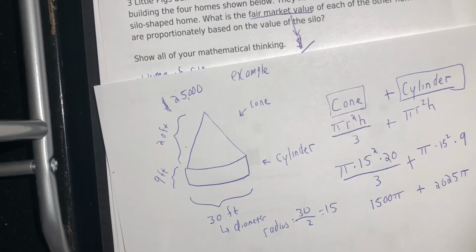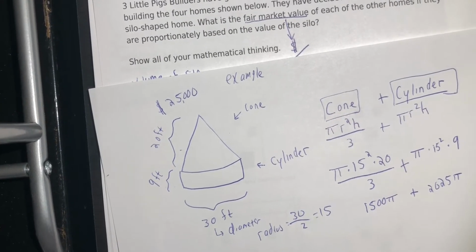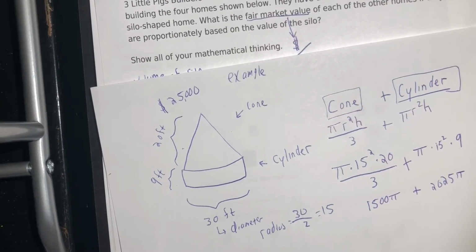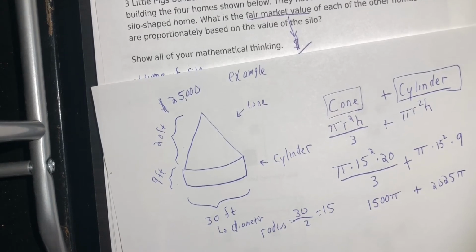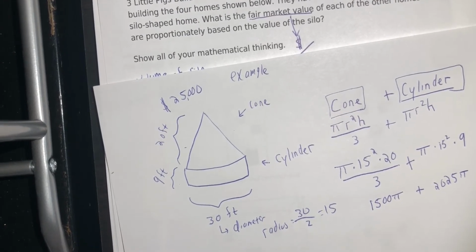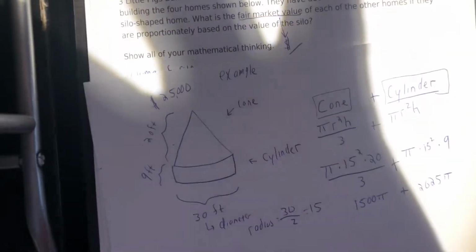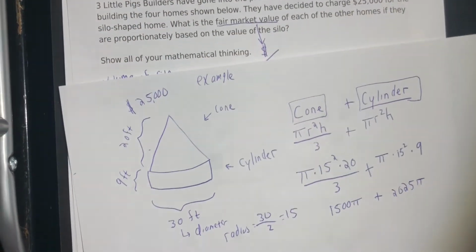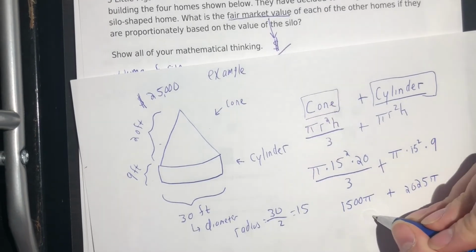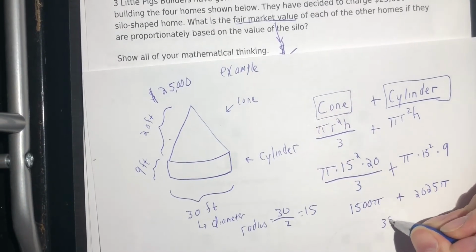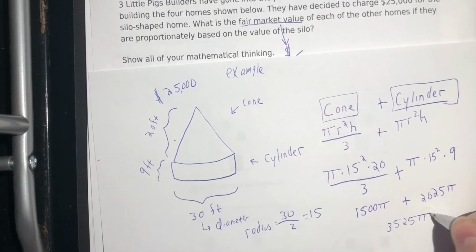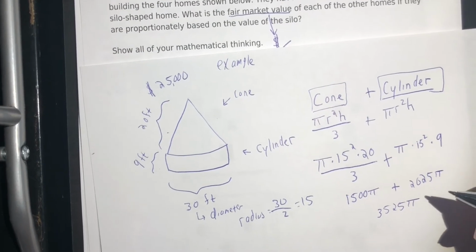Yep, 2,025 pi, and 225 times 20 divided by 3. Yes, awesome, cool, so my math's right. So then, I could leave it in terms of pi and get 3,525 pi feet cubed.